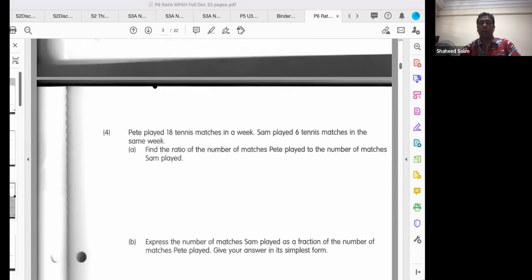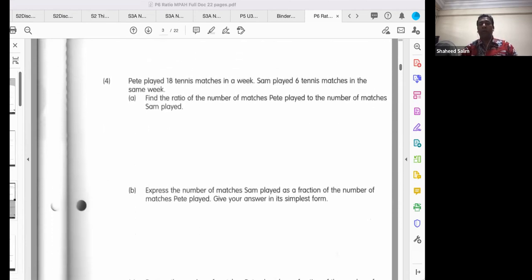We move on now. We move on to the big game now. Okay, it's quite a journey ahead. Pete played 18 tennis matches in a week. Sam played 6. Find the ratio of the number of matches Pete played to Sam played. You just need to give me the ratio. You need to bring it to lowest terms. Remember, you need to bring it to lowest terms.